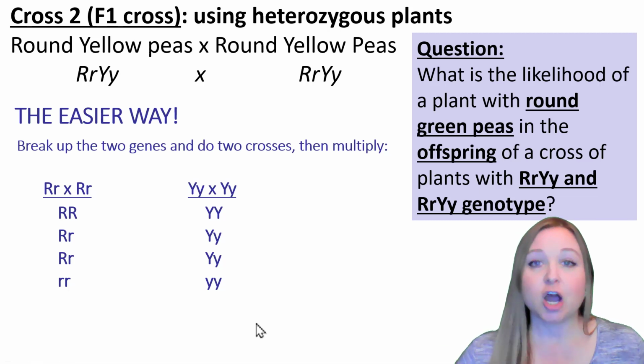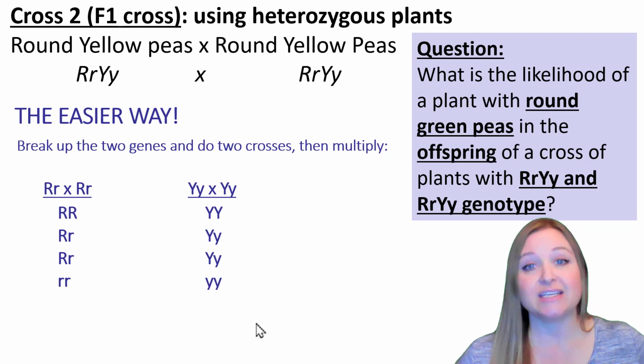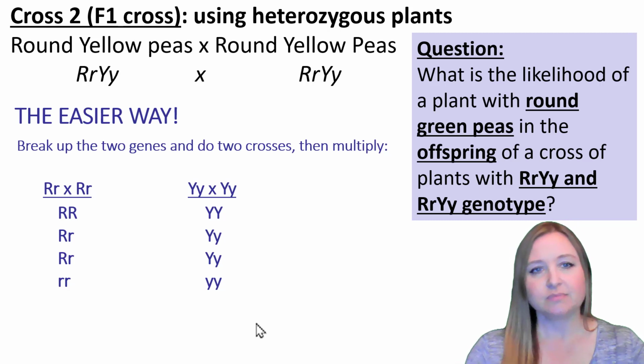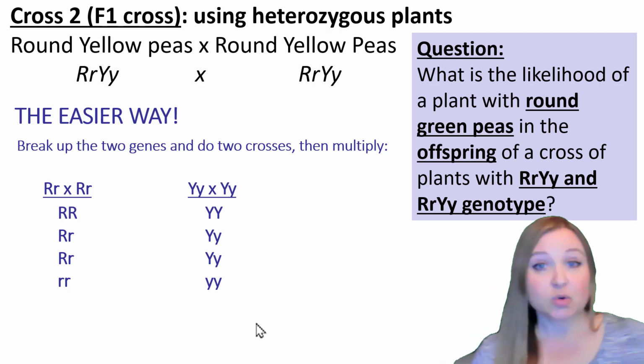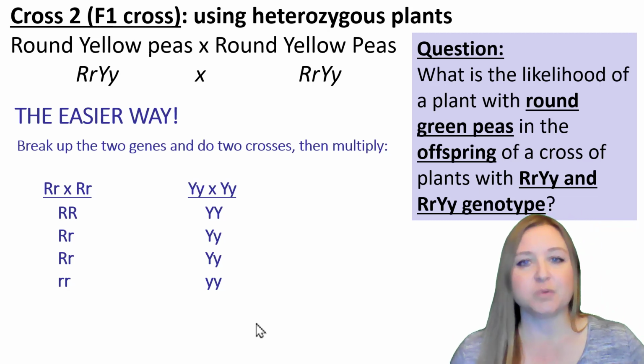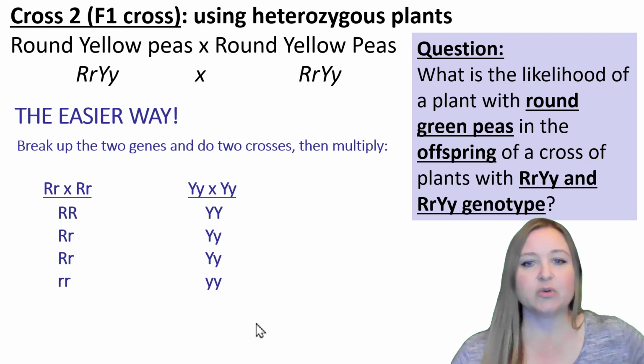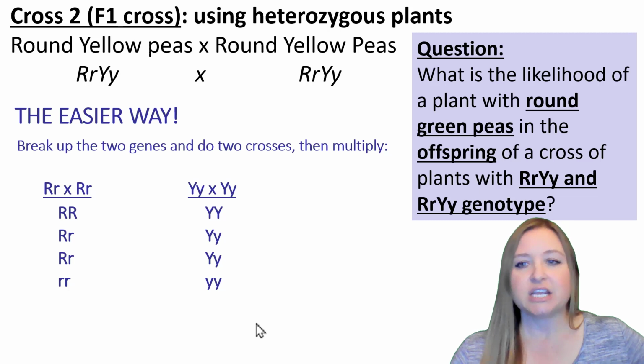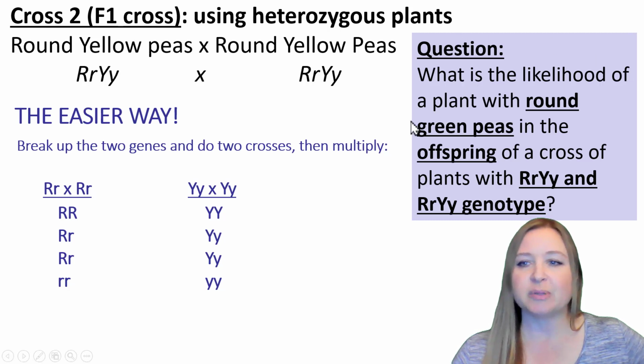I like to put the dominant one first, but the important thing is they have one of each. Okay, so now this is the question that we did for that big Punnett square we just did. We can do the same thing, though. What is the likelihood of a plant with round green peas?